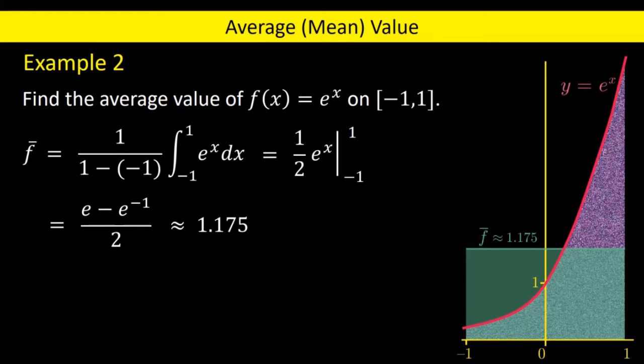In the graph, I have shown you a rectangle with the same base as our region, and height equal to the average value of the function. And you should believe that the green rectangle has the same area as the shaded region under the curve.